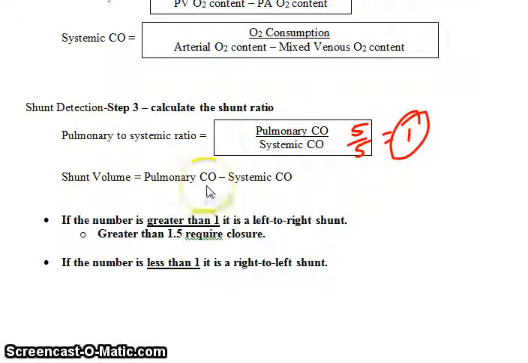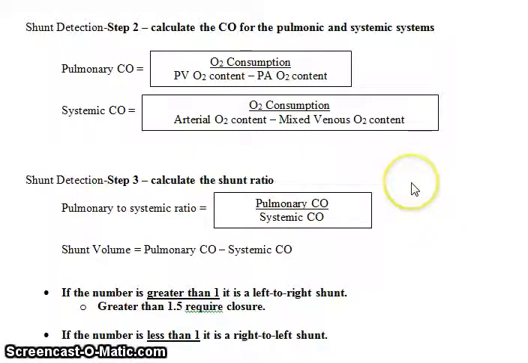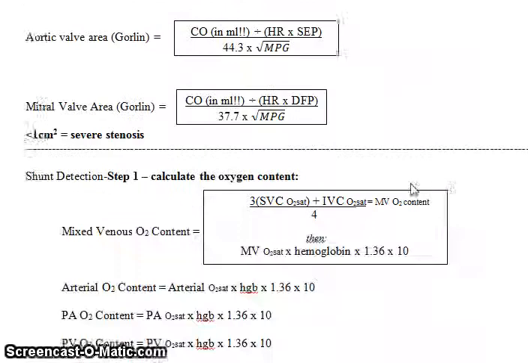And again, that's easy enough. You just take the pulmonary cardiac output minus the systemic cardiac output, and that will give you a number that tells you exactly how much blood is shunting per minute. Okay, so I think that's it. That gives you a summary sheet of the normal values and calculations.